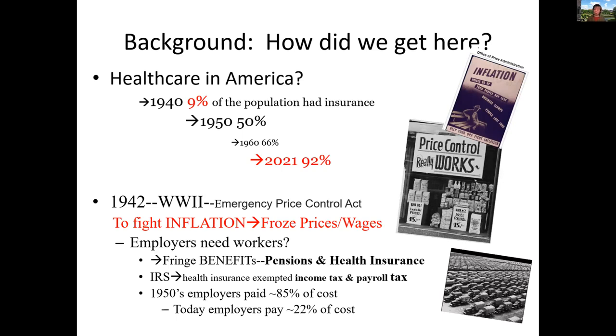So right after Pearl Harbor, 1942, our government passed something called the Emergency Price Control Act. And they did that because they were trying to fight inflation. So they froze prices and they froze wages. Well, employers were trying to hire tons of people to build all those trucks, planes, jeeps, and ships. And they needed people and they wanted to attract talent. So they introduced us to something called fringe benefits. And yes, that's the start of pensions and health insurance being attached to your employer.